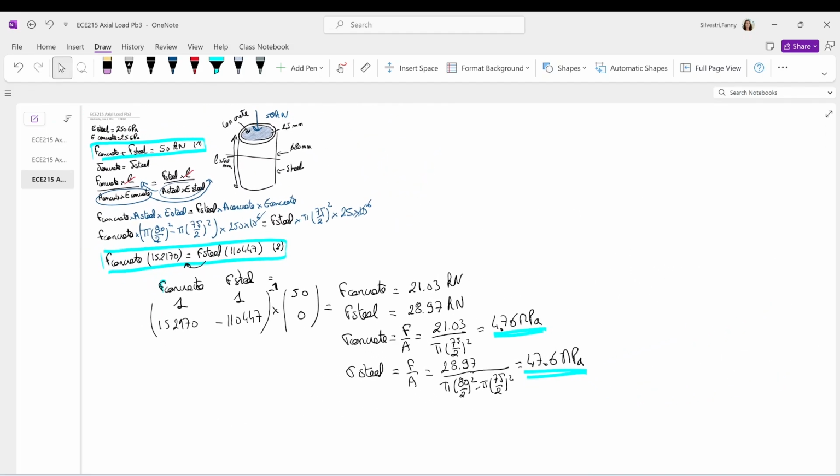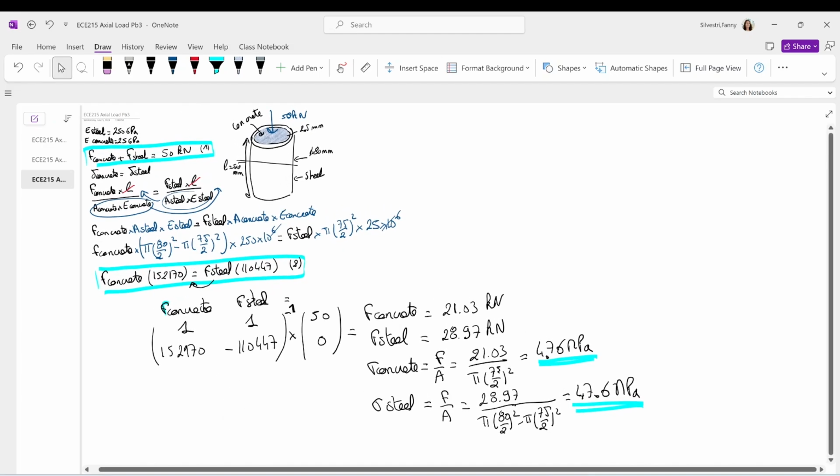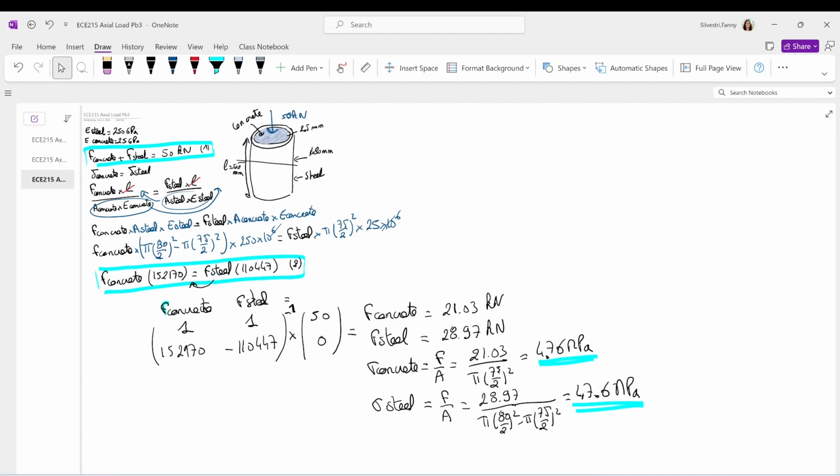So very typical problem, okay? Two different materials, same length, they are stuck together, so they move together, so their contractions and elongations are the same, but the forces inside and the stresses inside are not the same.